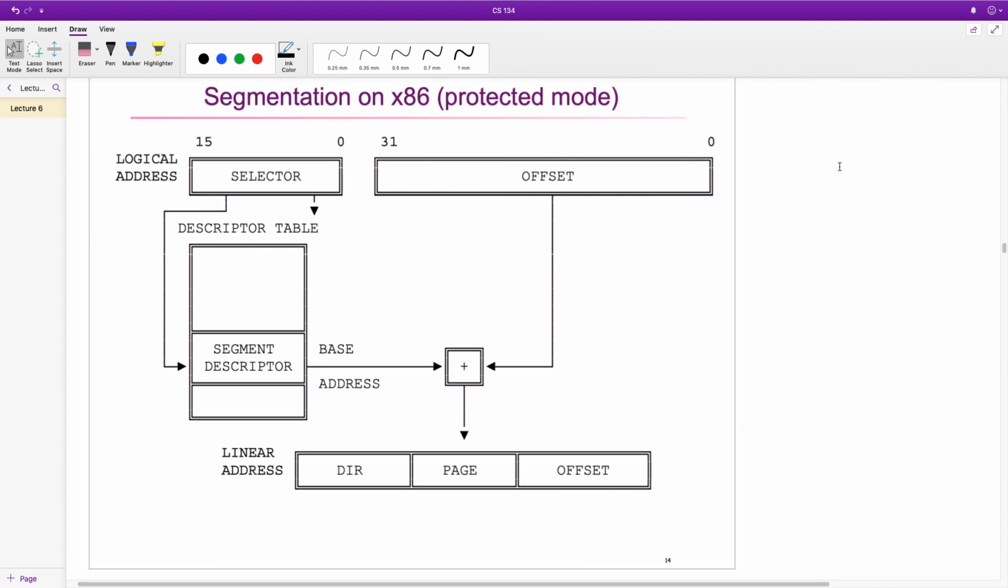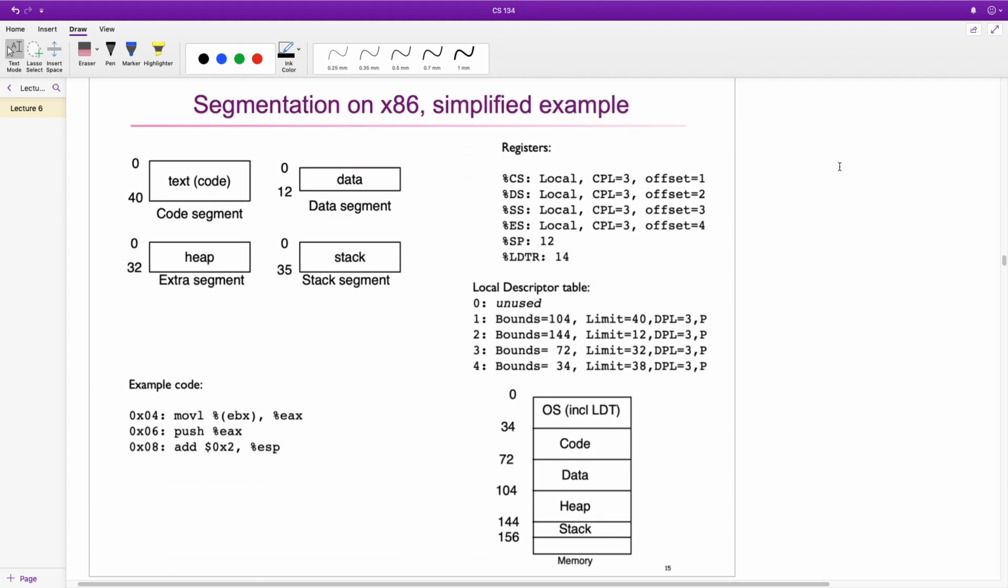So let's look at how this works, and then we'll look at an example. So an address, a logical address, is not just a 32-bit value. We also have some selector specifying what segment this is. We use the selector to go to a descriptor to get a base address to add to the offset. And that gives a linear address, and we're going to later on talk about paging, which comes after this. So we just add the offset, like we looked at before. The question is, so let's look at a simple example.